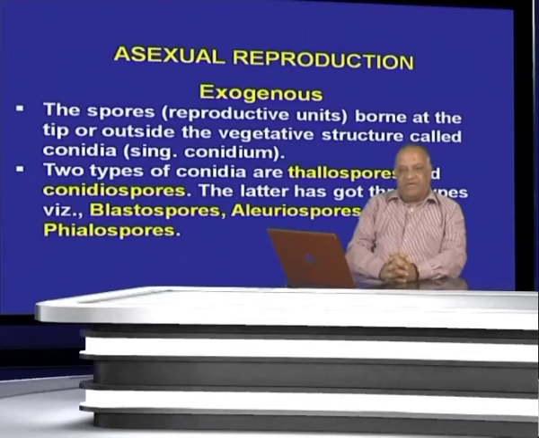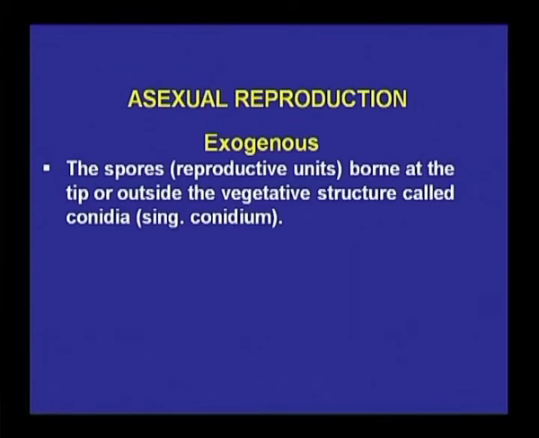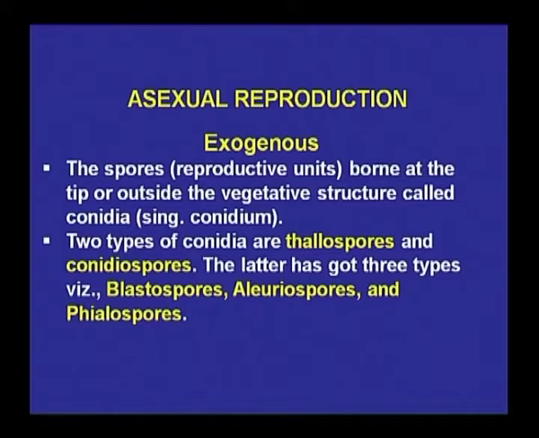Then we see that asexual reproduction is exogenous as well as endogenous. The spores or reproductive units born at the tip or outside the vegetative structures are called conidia, and singularly we call them conidium. Two types of conidia are thallospores and conidiospores. The latter has three types, that is blastospores, aleuriospores and phialospores.